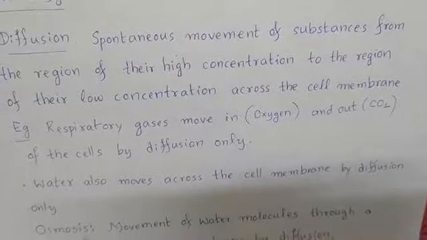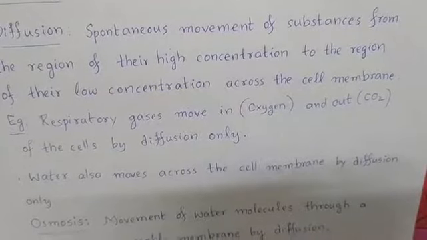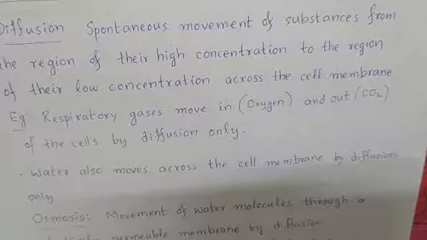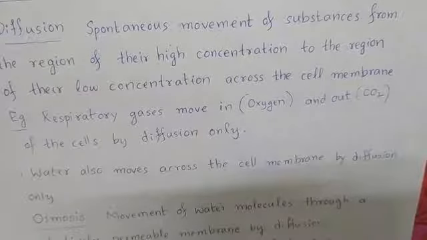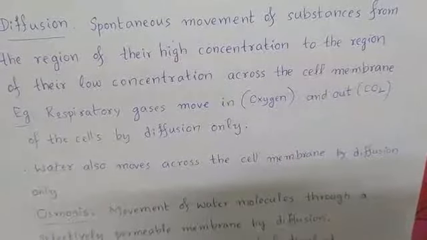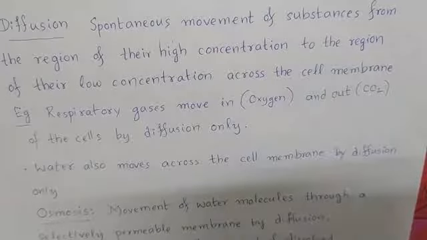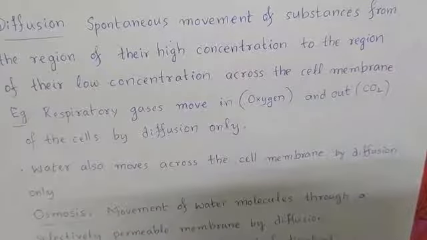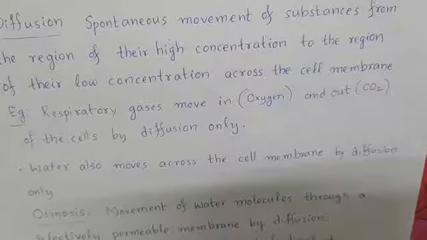For example, respiratory gases move in and out. When oxygen is taken from the environment, through blood it moves to the cells. So in the blood there is higher concentration of oxygen, whereas inside the cell there is lower concentration of oxygen. So from blood into the cells, by diffusion, oxygen moves in.